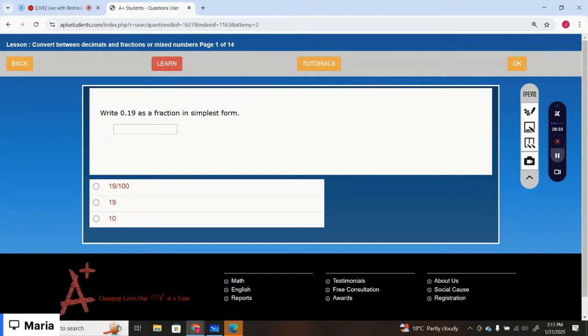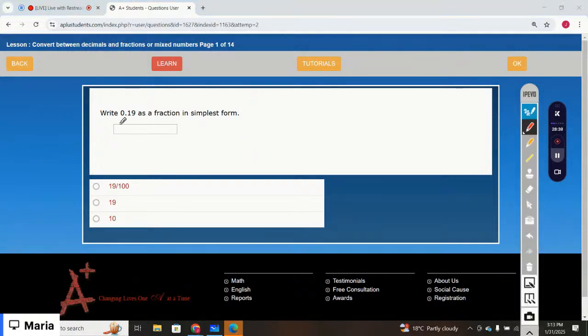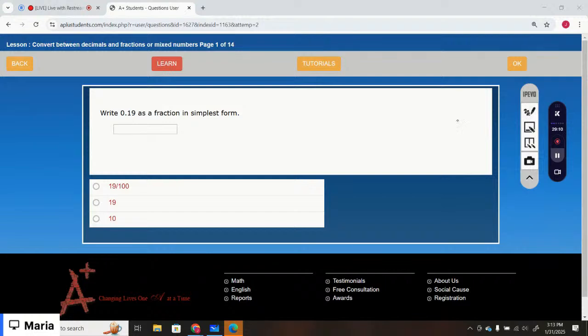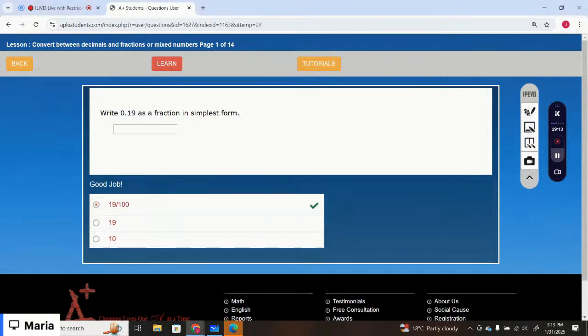Write 0.19 as a fraction in the simplest form. Whenever we have to write a decimal in the fraction form, the first thing you have to do is remove the decimal point, add 1 for the decimal point in the denominator, and you have two digits after the decimal, so you need to add two zeros. So that is 19 over 100. Then you have to write it in the simplest form, so you need to look for the greatest common number that can divide both 19 and 100. So we don't have any because 19 is a prime number, so it is the same, that is 19 over 100, that is already in the simplest form. Option number 1 is the correct option.